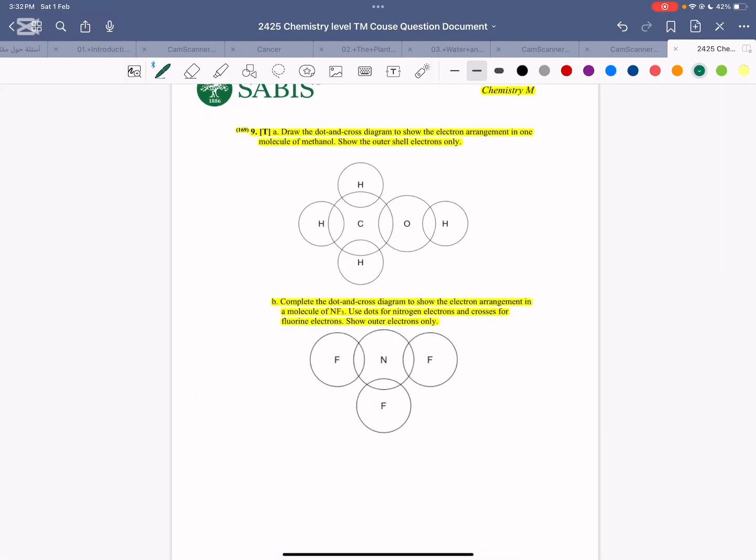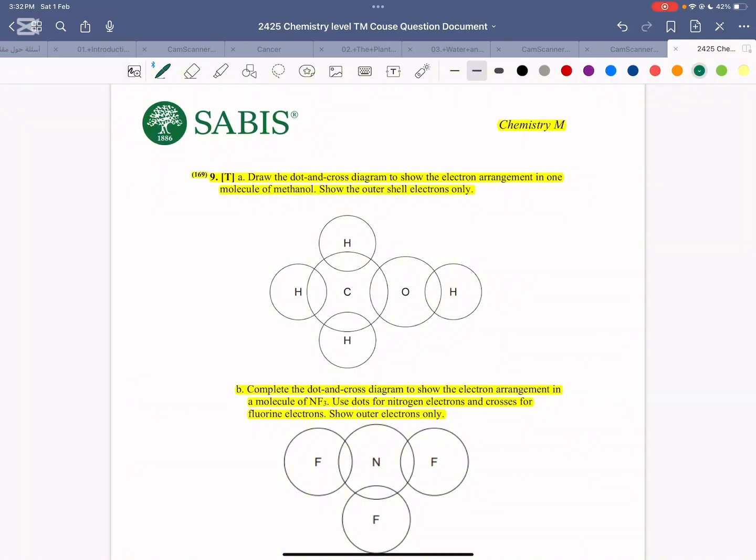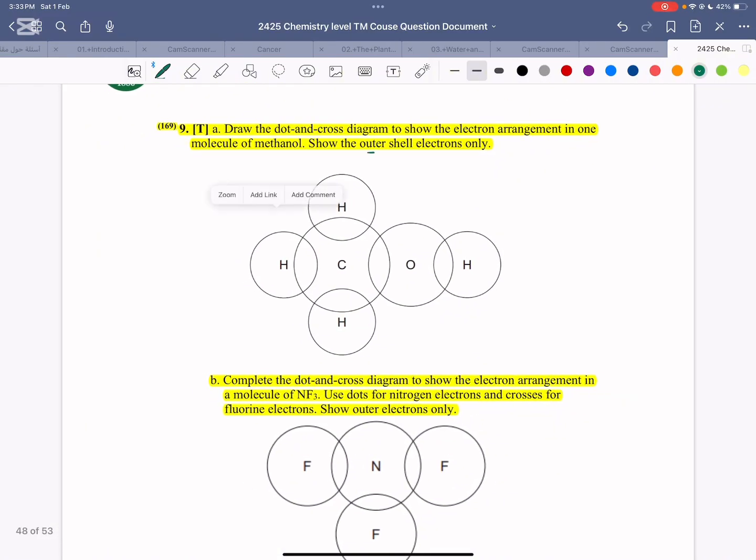And okay, we still have number 9. Okay, they're telling us to show the outer shell electrons only. Whenever they say outer shell electrons only, we are talking about the valence electrons. And how do we get the valence electrons? By the group number. So carbon is going to be group 4, so it's going to be surrounded by 4 dots. Hydrogen, only 1, I'm going to put it as an X. And again, this is the bond that's going to be forming. Now oxygen, I'm going to put it in blue, is group 6.